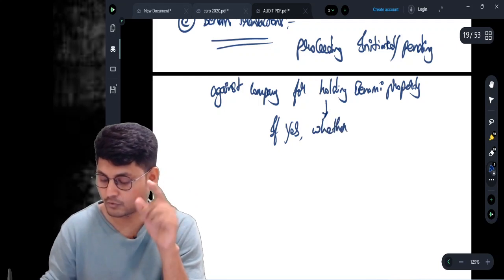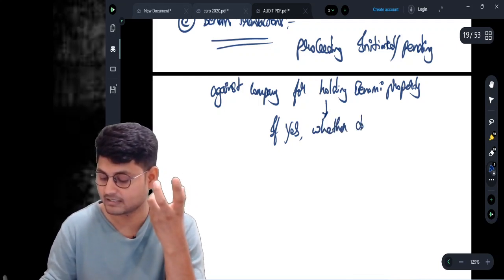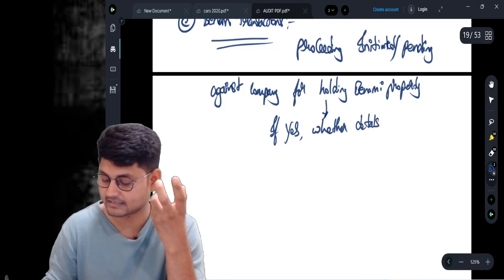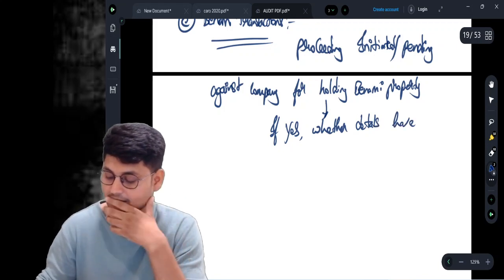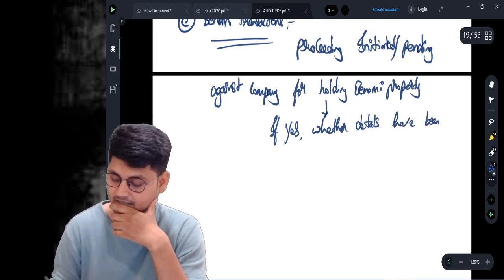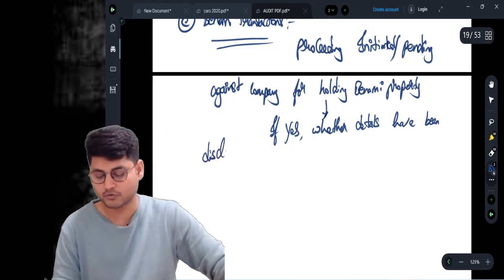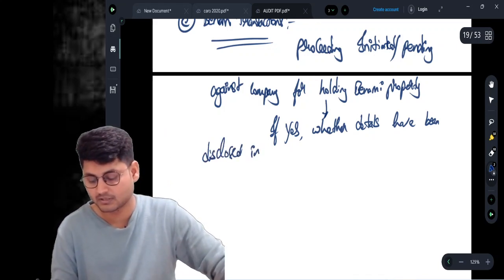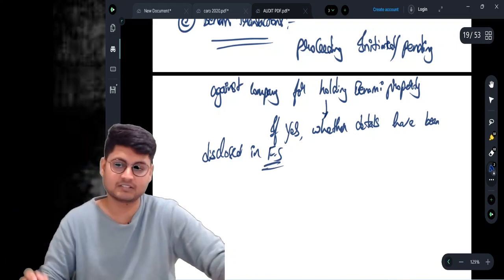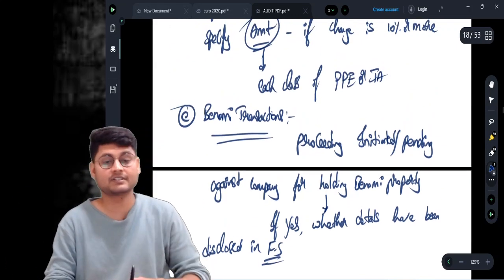If yes, whether those proceeding details are disclosed in the financial statements or not. With this we are done with the first clause, the biggest clause.